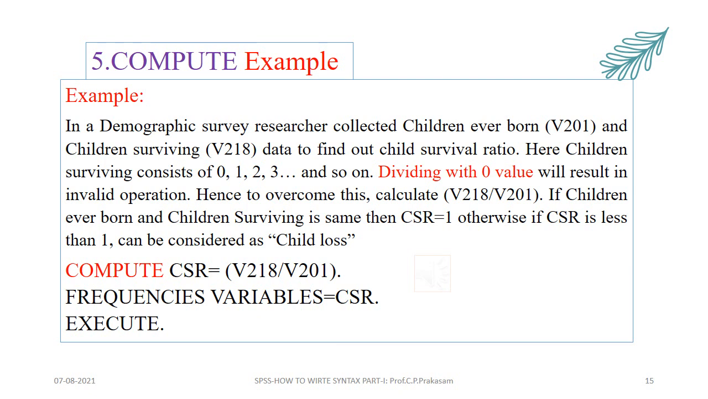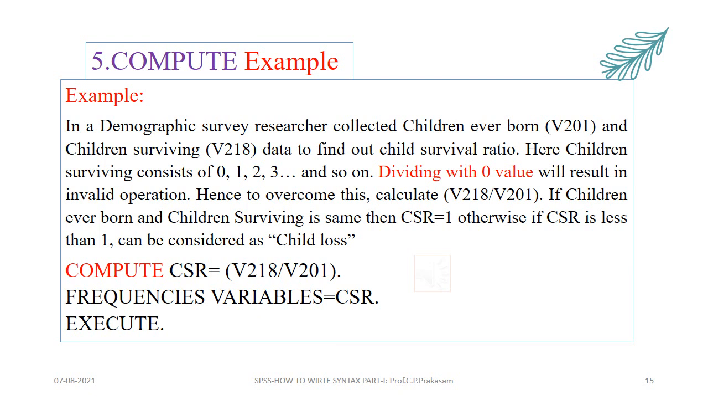Here is another example given for compute. If you see this example, you will understand that if there is any zero division, then we can get around that by using it properly. In a demographic survey, a researcher collected children ever born, labeled as V201, and children surviving, that is V218, data to find out the child survival ratio.